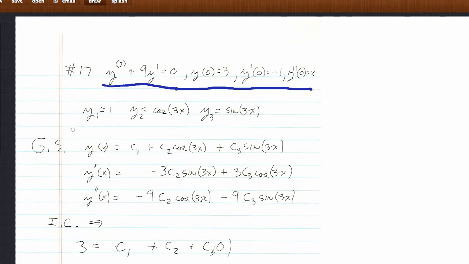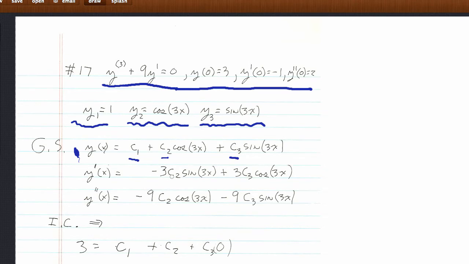And we are actually given the solutions of the differential equation. We have y1, y2, and y3. So these are 3 linearly independent solutions to the differential equation. Now when we have a third order linear differential equation and we can find 3 solutions that are linearly independent, we then know that the general solution to the homogeneous equation is given as a linear combination of the 3 solutions. That's why y of x equals c1 times 1 plus c2 times the cosine of 3x plus c3 times the sine of 3x is the general solution.